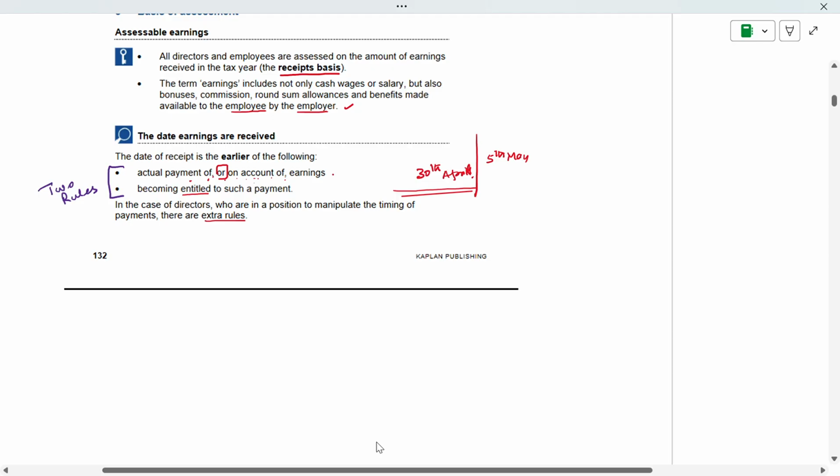First read this one. Is it okay? Yes, sir.